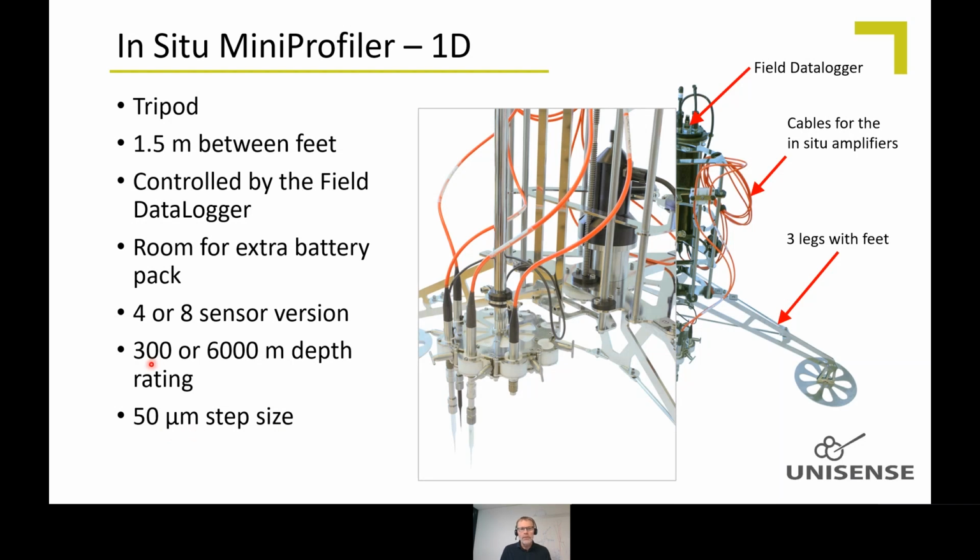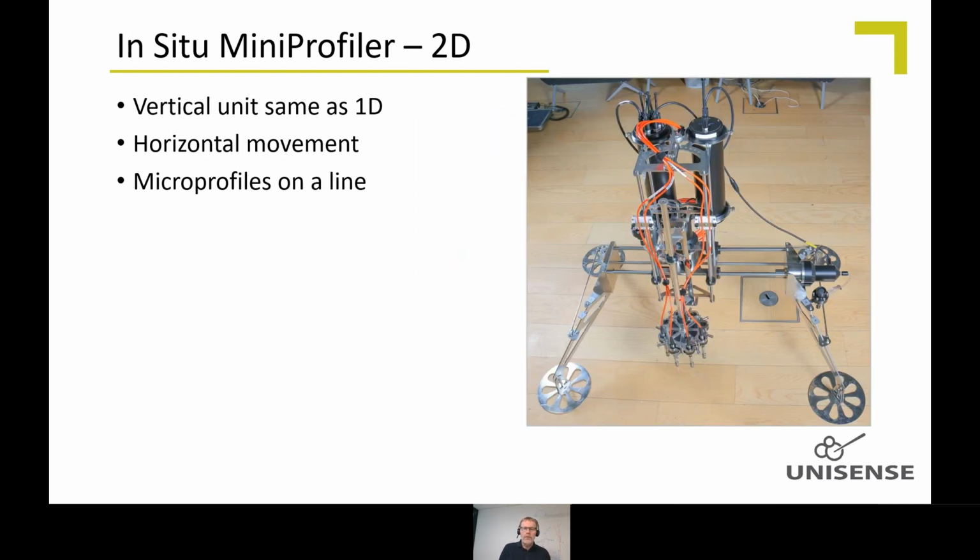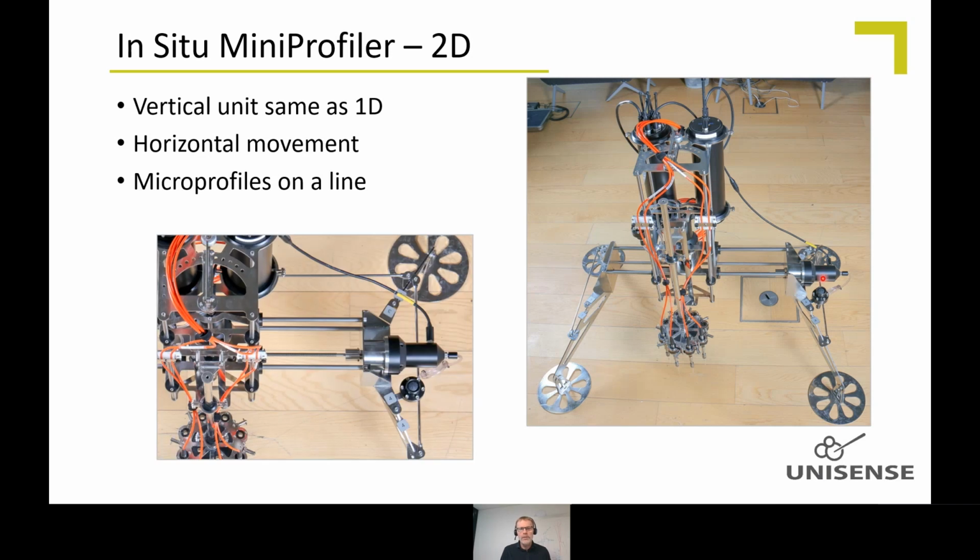It comes in a 300 or 6,000 meter version. The 2-dimensional version of this mini profiler has the same central unit here that can move the sensors up and down vertically, but it also has a second motor that you can see here, and it can rotate the spindle that will make the central unit travel sideways. So you can measure a series of profiles. You can measure a set of profiles, pull the sensors out, move sideways, and then push the sensors in again and get a second set of profiles, take them out, move sideways, and so on. You can keep doing that.